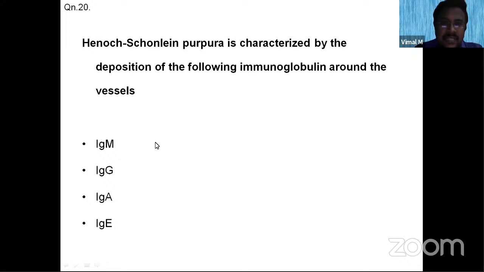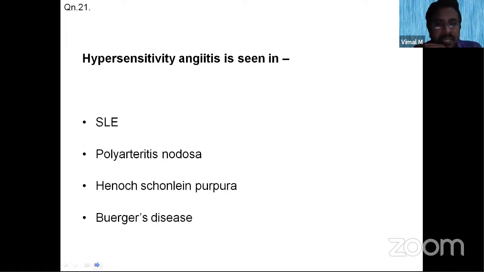Let us see another question. Hypersensitivity angiitis is seen in systemic lupus erythematosus, polyarteritis nodosa, Henoch-Schonlein purpura, Buerger's disease. For solving these two questions, we have to know about Henoch-Schonlein purpura.